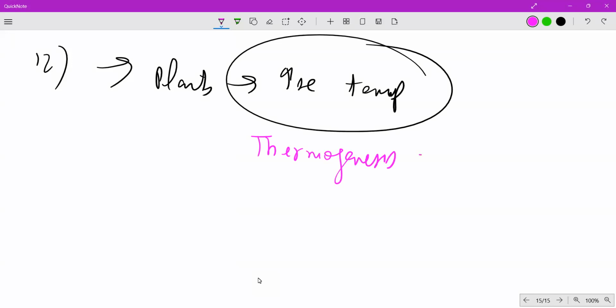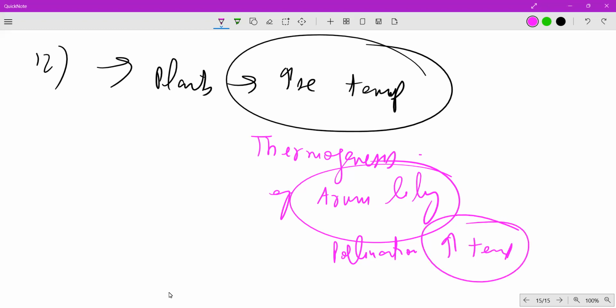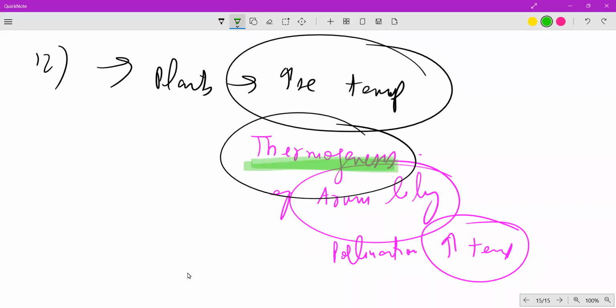We call this phenomenon thermogenesis. I'll give you an example. One example is arum lily. We know that during the time of reproduction, during pollination, the temperature of the plant increases. We call it thermogenesis. Who is involved in thermogenesis? We know it is mitochondria.